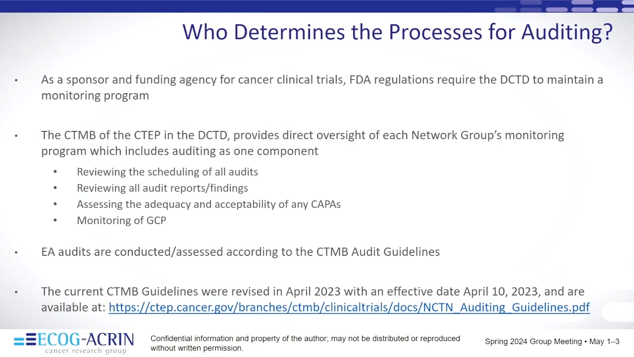All right, so CTEP, what they do is they review the scheduling of all of our audits. They review all of our audit reports and findings. That's the preliminary report, which is 24 hours after an audit, and then the final report, which comes later. They assess the adequacy and acceptability of any corrective and preventative plan at the site level, and they also monitor GCPs. So EA audits are all conducted under those guidelines. And right there's the link that will have all the current guidelines. It's April 10, 2023. These slides will be circulated, so don't feel like you need to write that down.